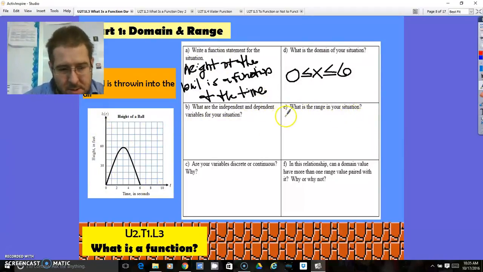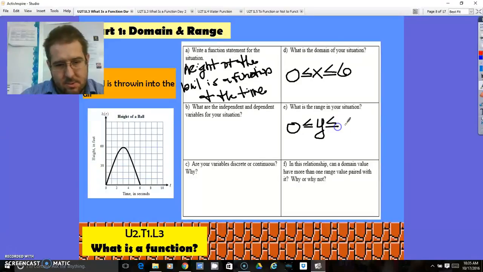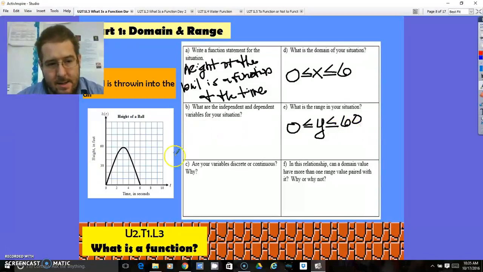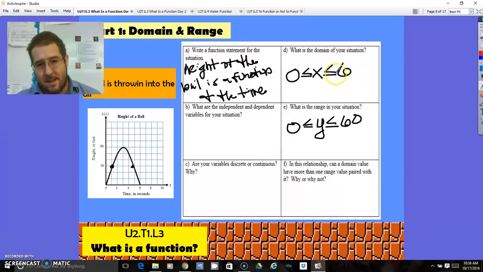What is the range of the situation? The range is 0 is less than or equal to y, because we're talking about height, which is less than or equal to 60. 0 is the lowest the ball was. 60 is the highest the ball was. Now you might be thinking, well, wait a second. This isn't a function because it has a height of 30 twice. It does not matter if a range happens twice. Remember what I said about a function? Now you can see that it makes sense. The ball can't have 2 different heights at the same time because that would be silly.